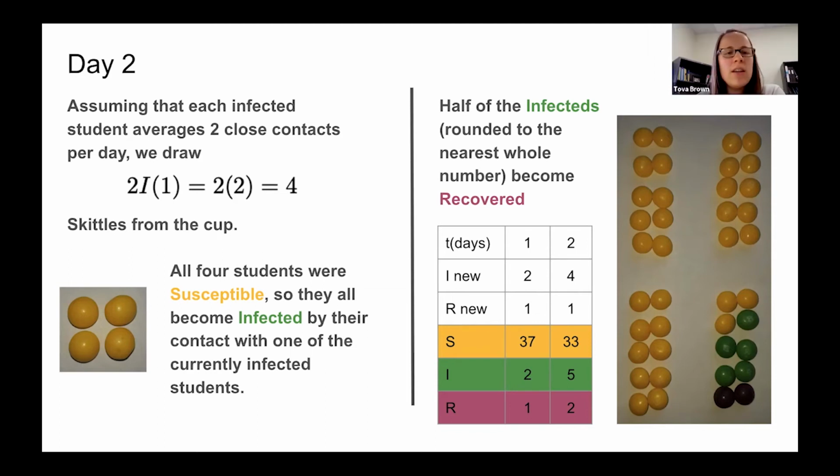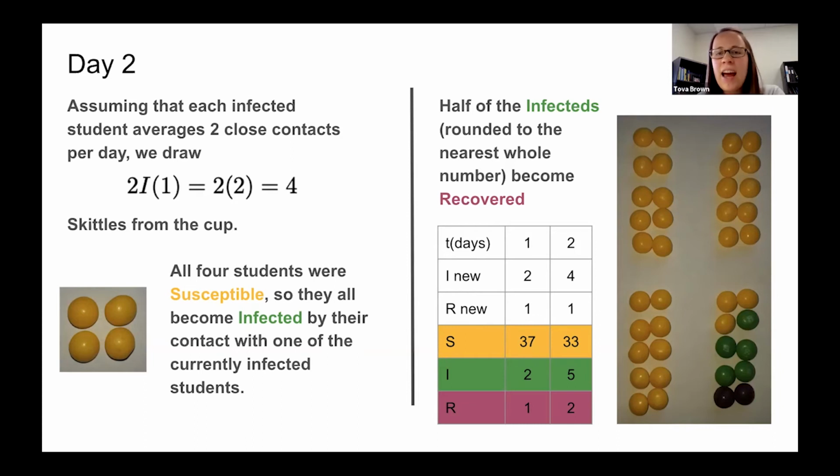Yep. So under the assumption that each student has 2 close contacts per day, who may already have immunity or may not, we're going to draw 2 new Skittles from the population per currently infected student. So on day 1, we finished with 2 infected students. That means we need to draw 2 times 2. We need to draw 4 Skittles to represent the 4 close contacts who had the potential of becoming infected. And in my experiment, I drew, again, 4 yellows, and the likelihood is high right now. So I drew 4 susceptible students.